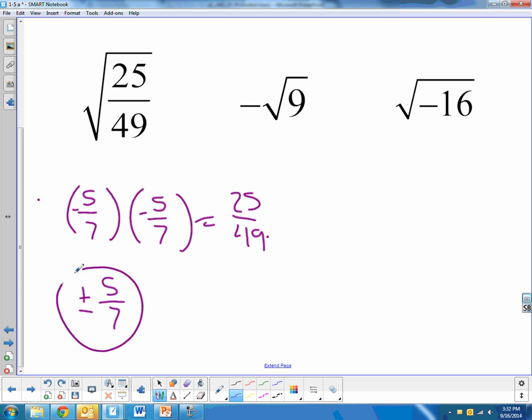So a fraction, you still take the square root the same way. You just take the square root of the numerator, take the square root of the denominator, and you've got your fraction. And this is why it works, because 5/7 times 5/7 is going to give you 25/49.